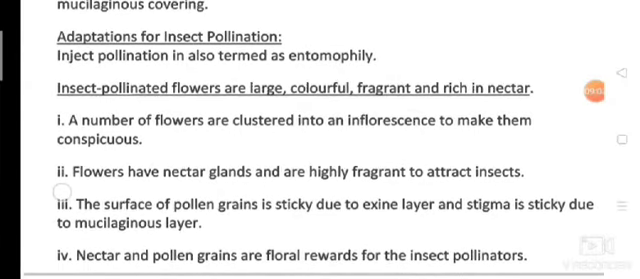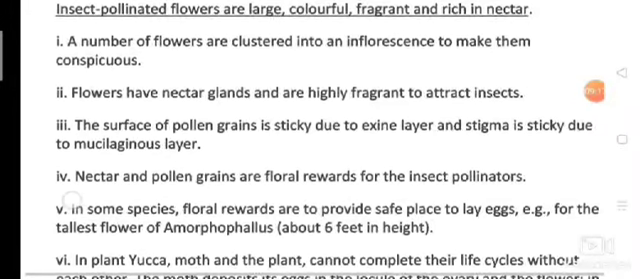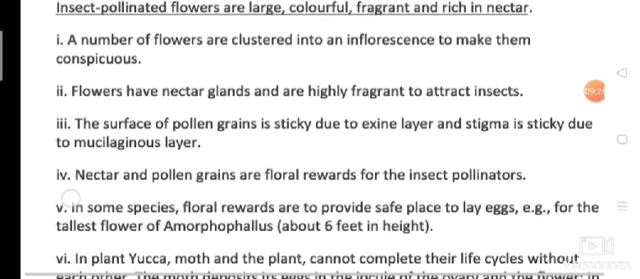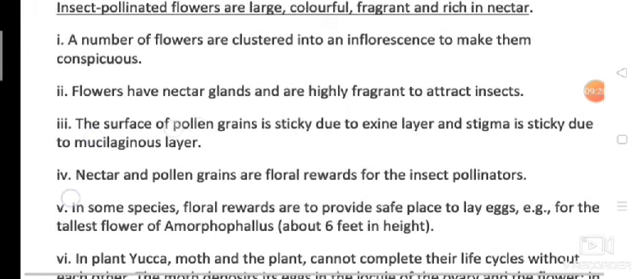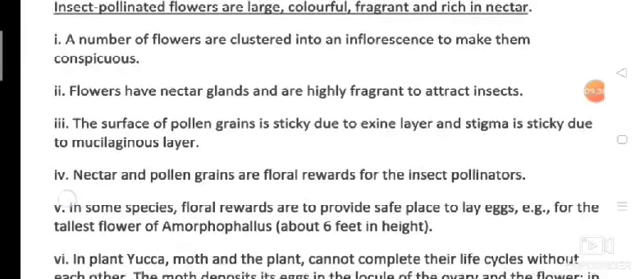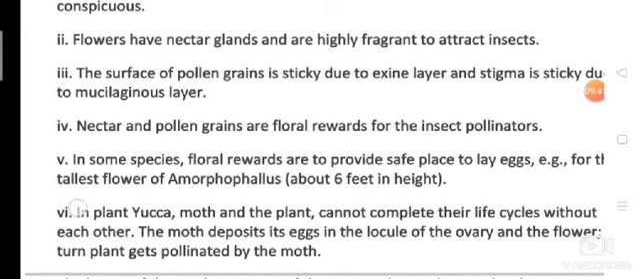Adaptation of insect pollination. Insect pollination is also termed entomophily. Insect-pollinated flowers are large, colorful, fragrant, and rich in nectar. A number of flowers are clustered into an inflorescence to make them conspicuous. Flowers have a nectar gland and are highly fragrant to attract insects. The surface of the pollen grains is sticky due to the exine layer and the stigma is sticky due to the mucilaginous layer. Nectar and pollen grains are floral rewards for the insect pollinators.